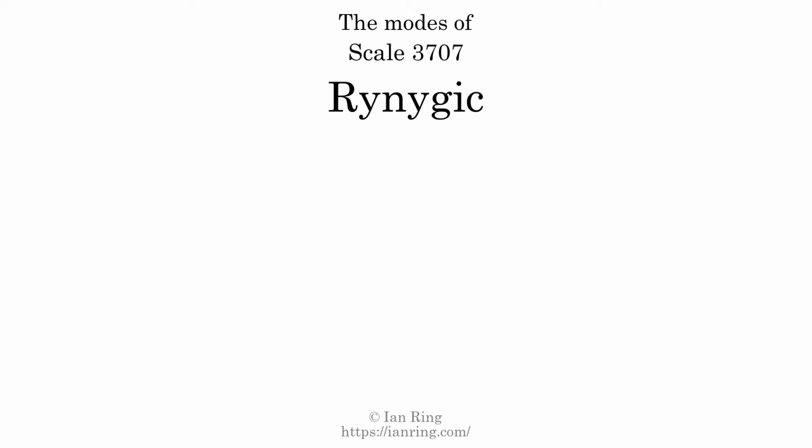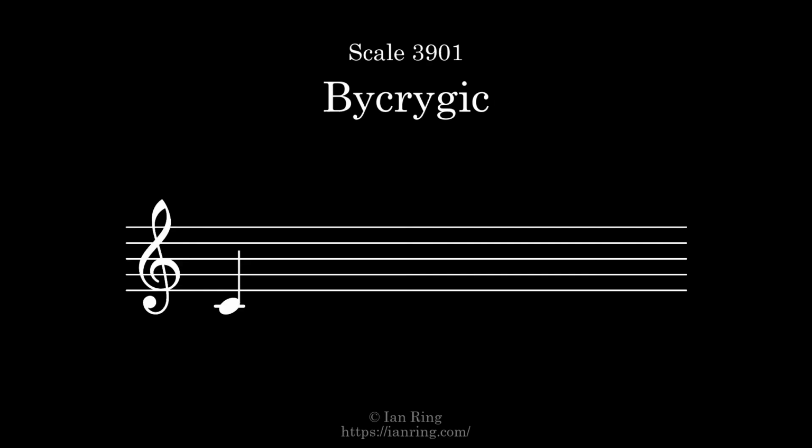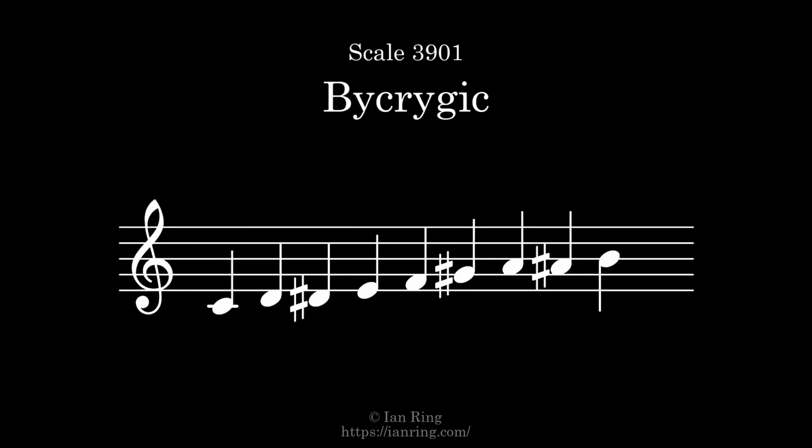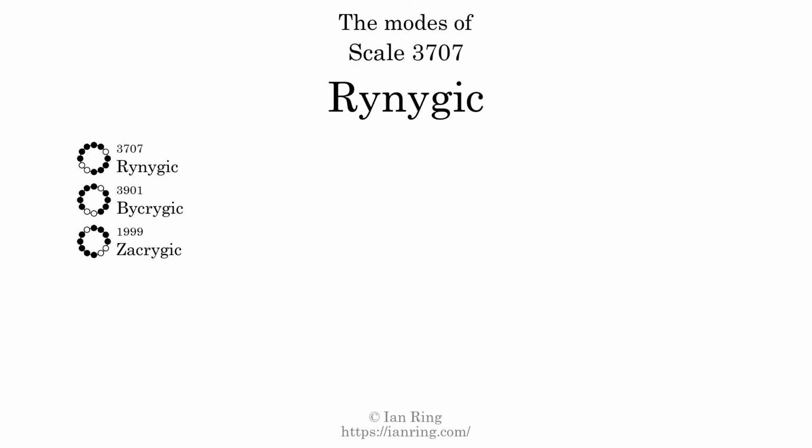This scale has 9 modes. The first mode is itself. The second mode is scale 3901, also known as Rynygic. It sounds like this. The third mode is scale 1999, also known as Rynygic. It sounds like this.